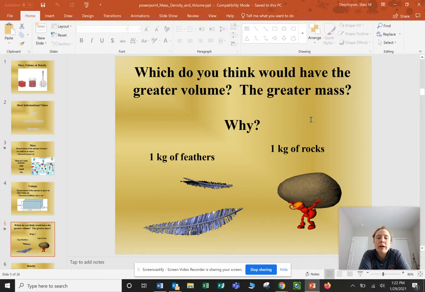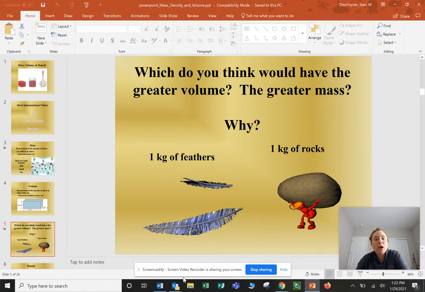And which one has the greater volume? The kilogram of feathers or the kilogram of rocks? Which one's going to take up more space, the rocks or the feathers? Now, if you said they had the same mass, you're right. Look, it's 1 kilogram of feathers and 1 kilogram of rocks.